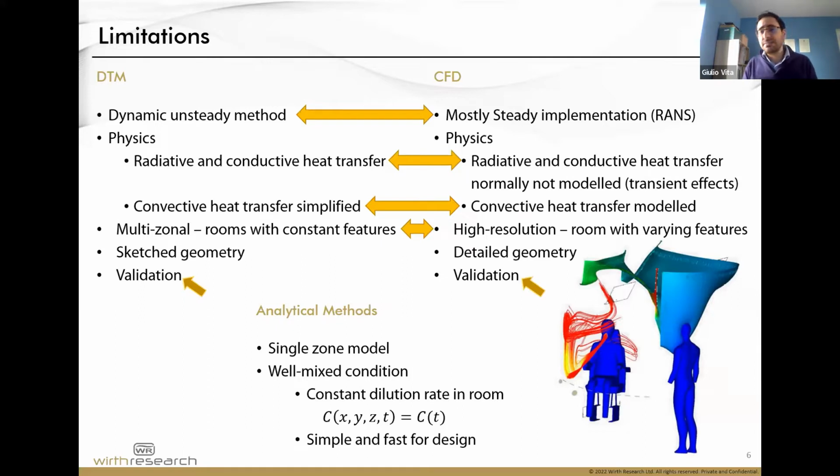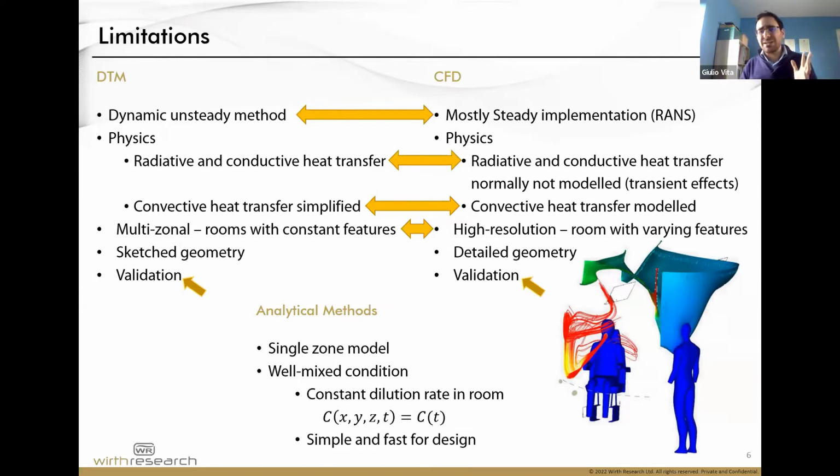DTM and CFD, of course, don't have this limitation, but they have their own limitations, being complex methods. DTM is an unsteady method, so it allows you to have results varying over time. CFD normally doesn't, unless you're doing some specific applications. In industry, we do steady CFD mostly. As regards the physics, the DTM allows you to solve all heat transfer modes, particularly radiative and conductive modes, which are calculated directly, whereas in CFD we do have models to consider those, but normally we don't consider radiative and conductive heat. Convective heat is directly calculated in CFD, whereas in the DTM it is simplified because you're assuming the velocity field is constant within your zone.